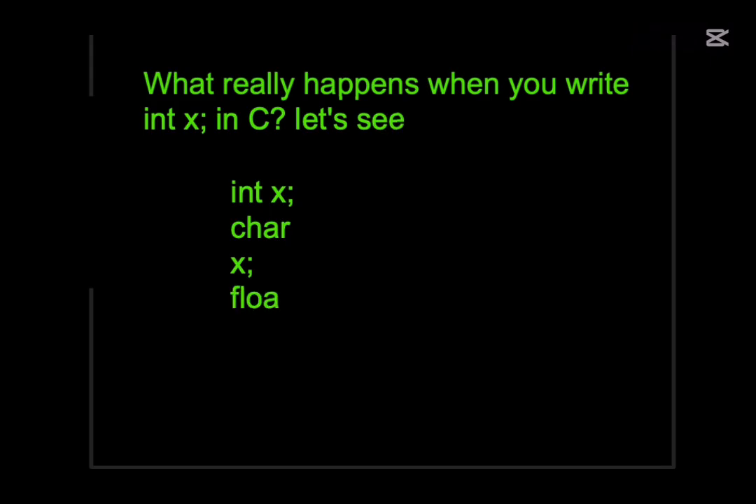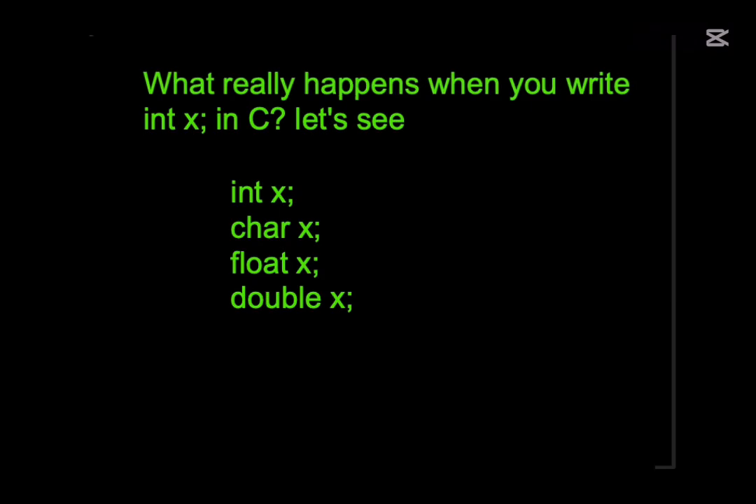Float x, and double x. So what do we mean by this? What happens when we write something like this? What actually happens? So now I'm going to open my VS Code and I'm going to type this exactly, and we're going to check what really happens.